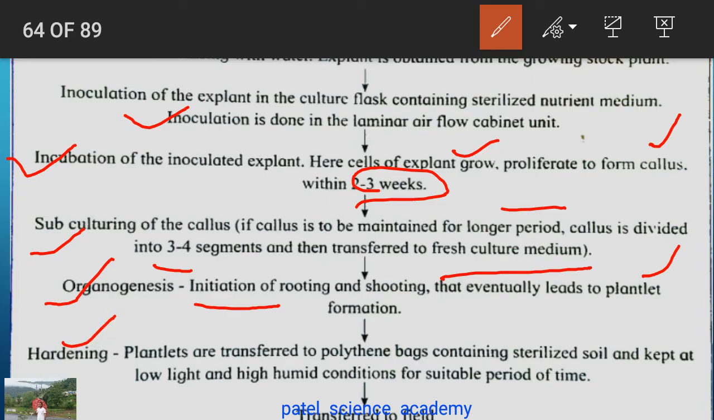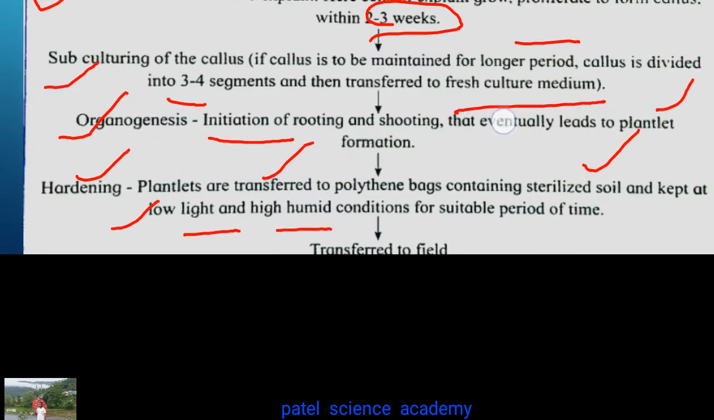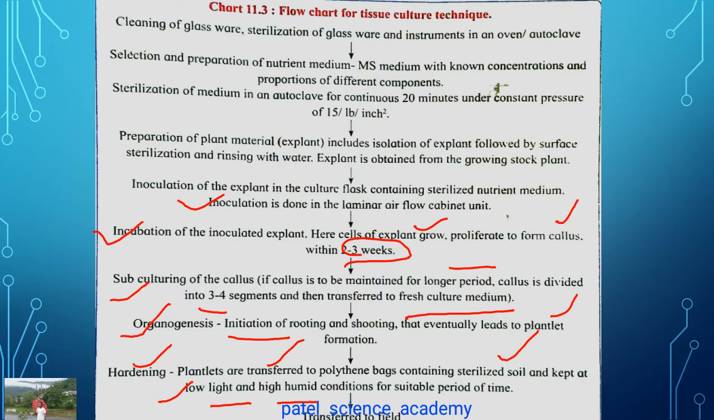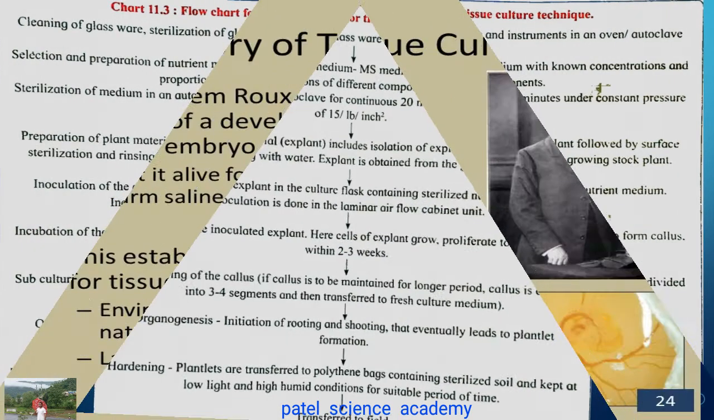What is hardening? The plantlets are transferred to polythene bags containing sterilized soil and kept in low light and high humid condition. Just remember it: low light and high humid condition for a suitable period of time, so that it can be transferred into the natural field. And likewise, a small cell, tissue or organ collected from the mother plant can grow into a complete plant by this amazing technique called tissue culture. So dear students, this is about this technique.